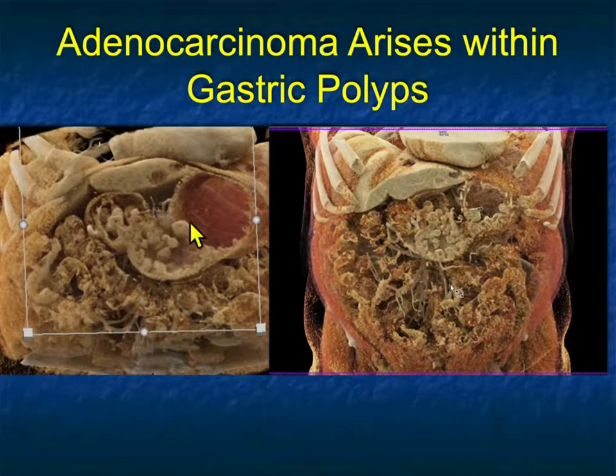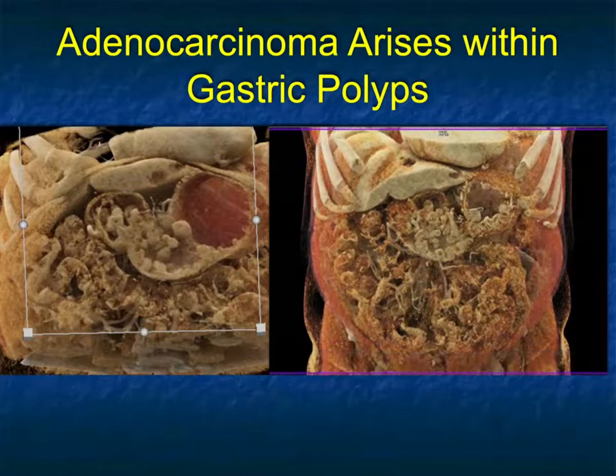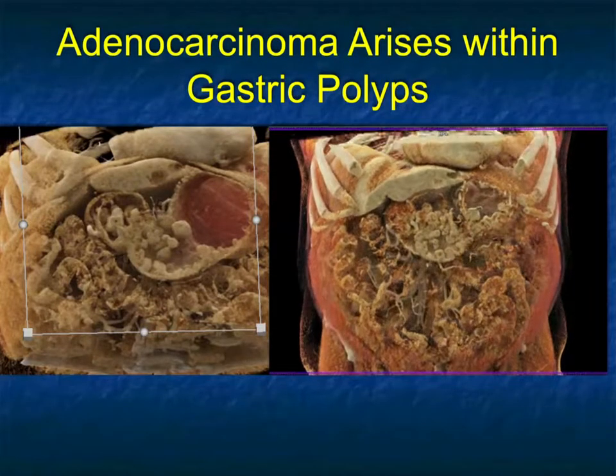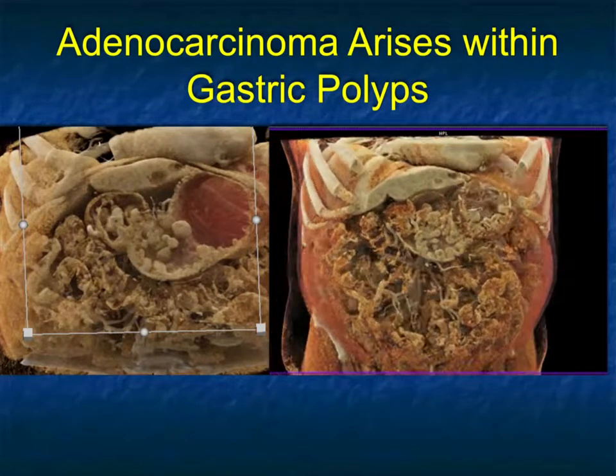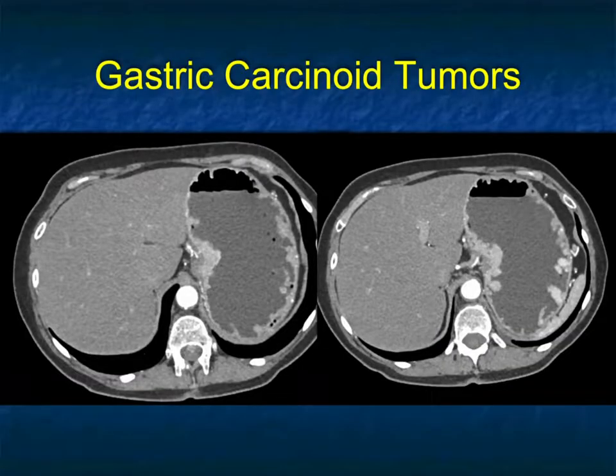Here's a patient with multiple gastric polyps, and this was biopsy-proven adenocarcinoma in the patient's polyps, and you can see it very nicely there. Just a very, very impressive example of very extensive disease. And here's just 4 sets of images cutting through the stomach, showing you all of the polyps and the extent of involvement, very nicely shown.